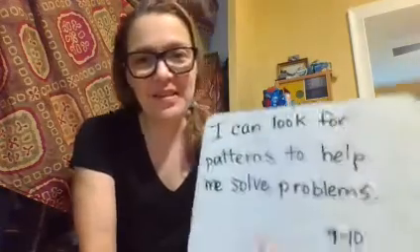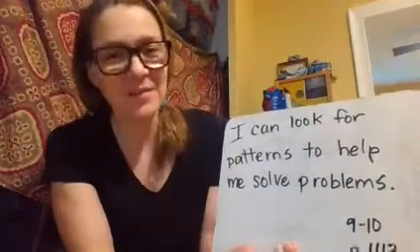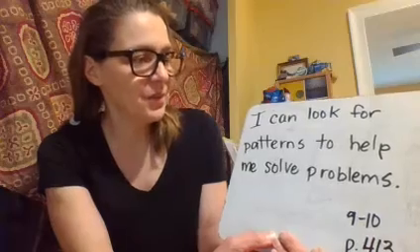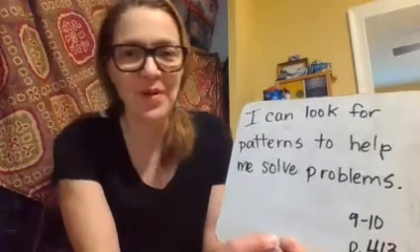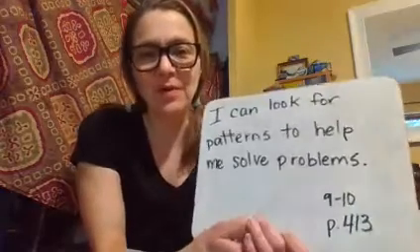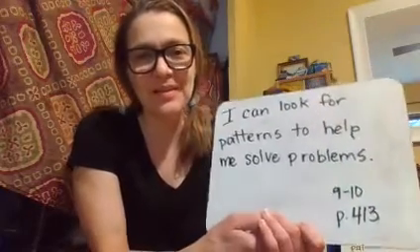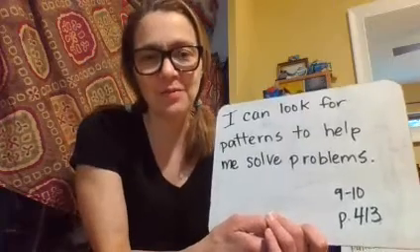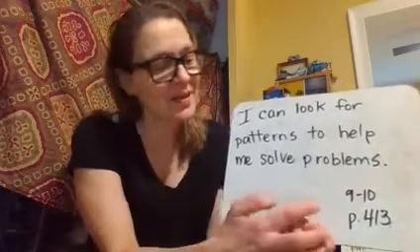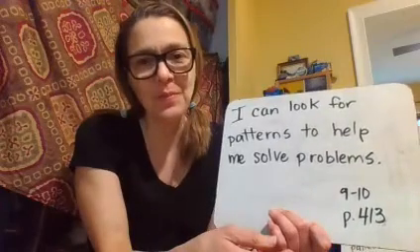The lesson we're doing today is 9-10, and it's on page 413 in your workbook. I've written out the I can statement for you, and let's read it together. I can look for patterns to help me solve problems. You've been doing a lot of great work with place value and numbers in base 10 this school year. So 9-8 and 9-9 should have gone pretty fast for you.